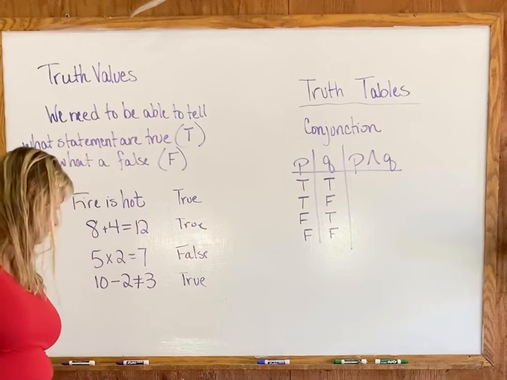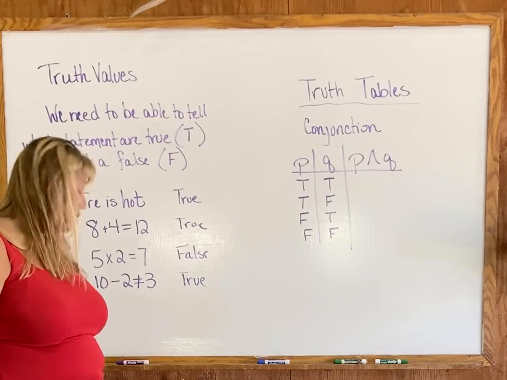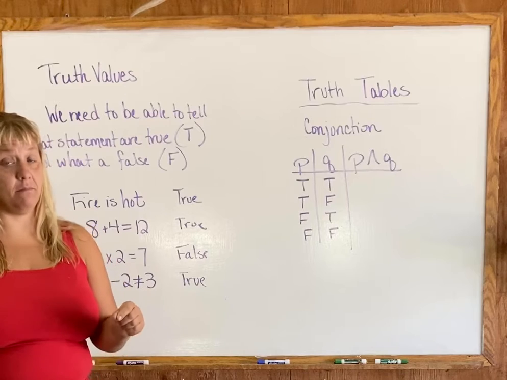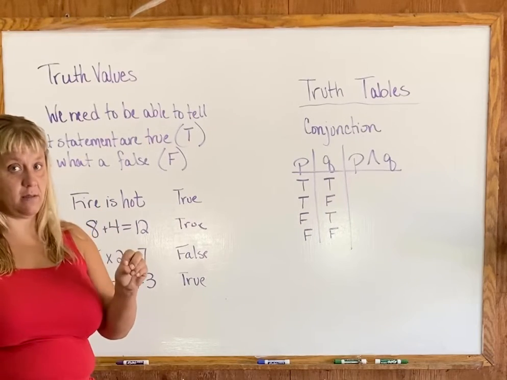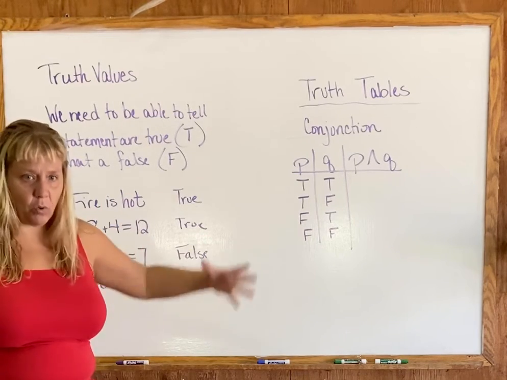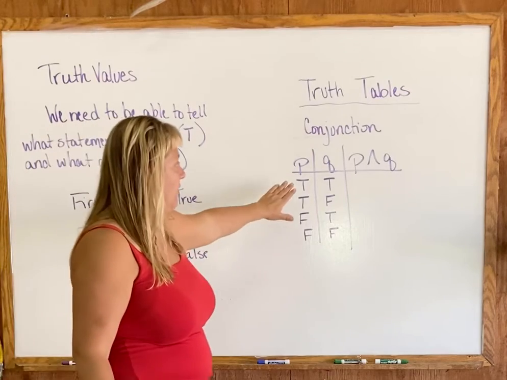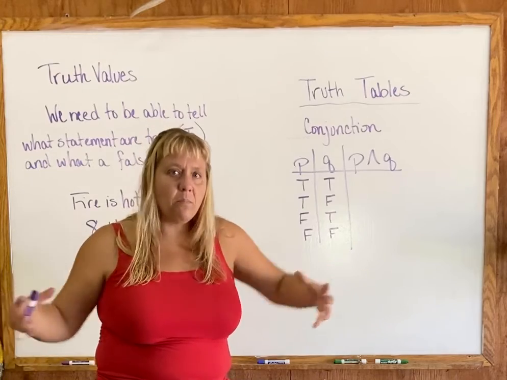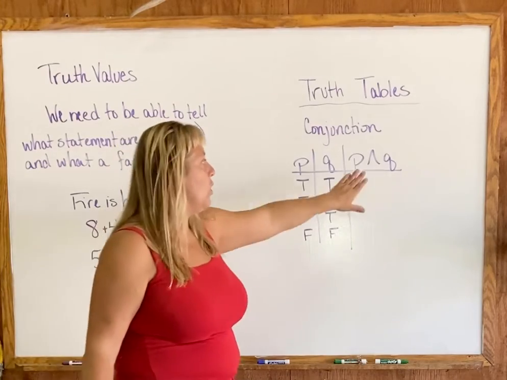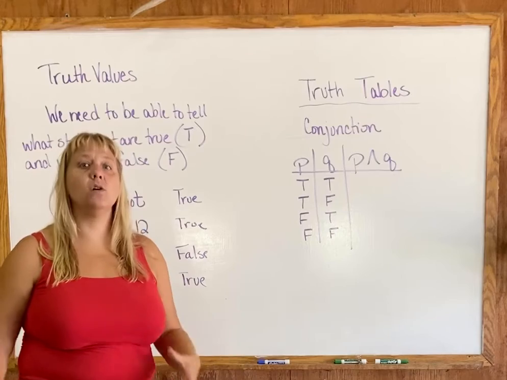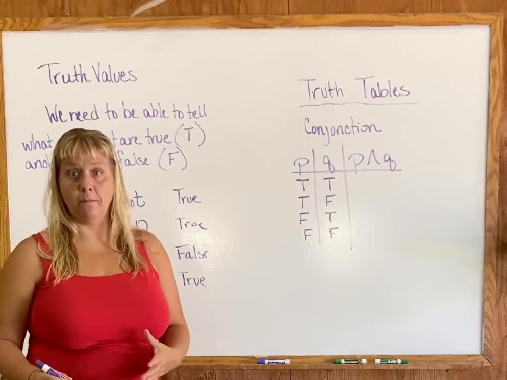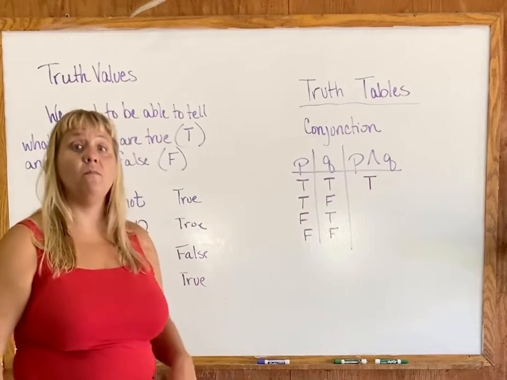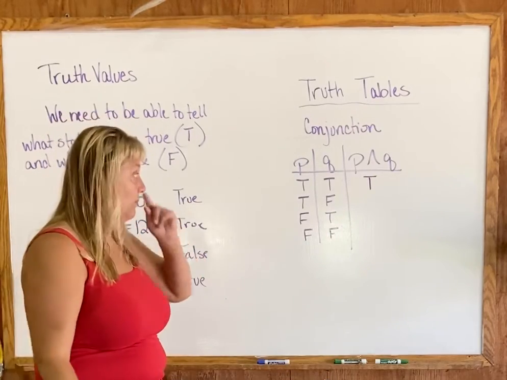Now remember, when we do a conjunction, we need both things to happen at the same time. So both things, bringing things together. If the first statement is true and the second statement is true, when we bring those two together, will their conjunction be true? They will, won't they? The first two are true, then the conjunction will be true.